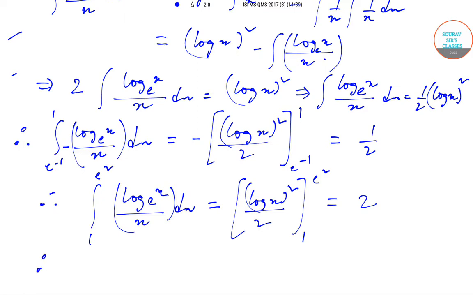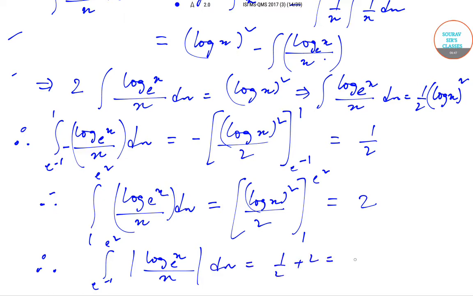So overall, the integration from e to the power minus 1 to e square of mod of log of x to the base e upon x dx is equal to half plus 2, that is equal to 5 by 2, which is option B. Now let's move on to the next question.